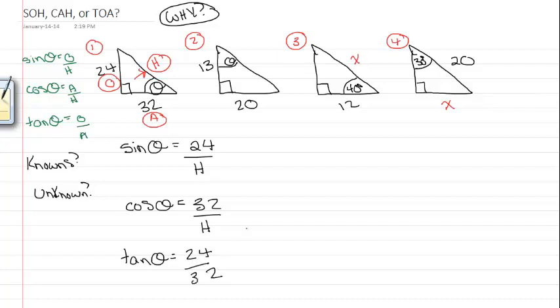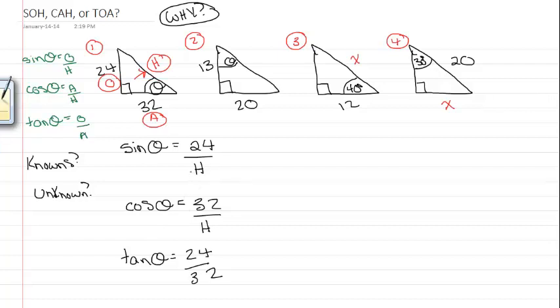Now if you're on a test and you're completely confused, write out all 3. If you have no idea, write out all 3 and then say, which one can I solve for? You should be able to solve for one of these. If you can't solve for any, then you shouldn't be using SOH or you're using it incorrectly.